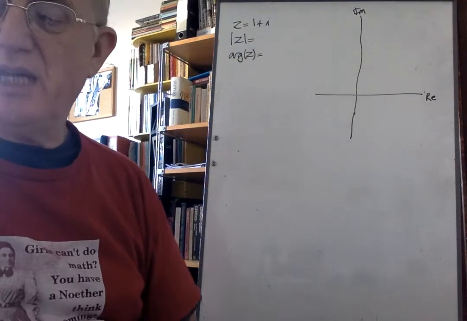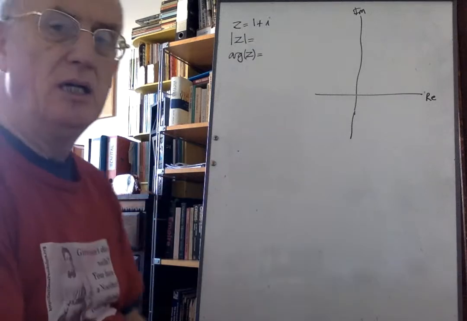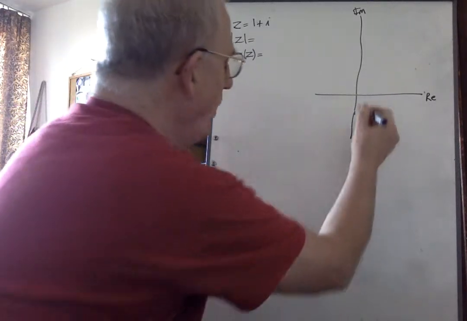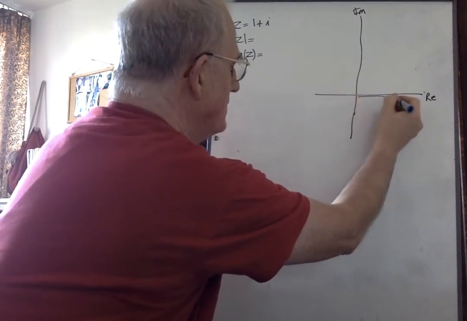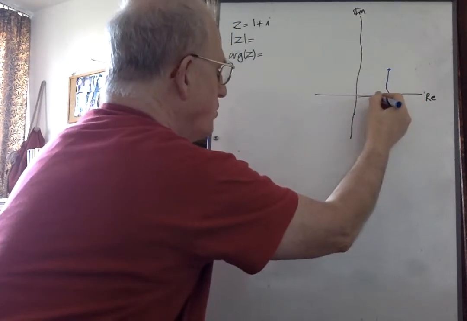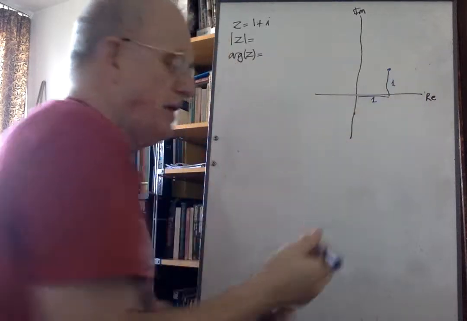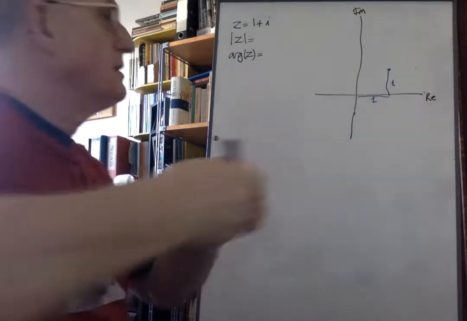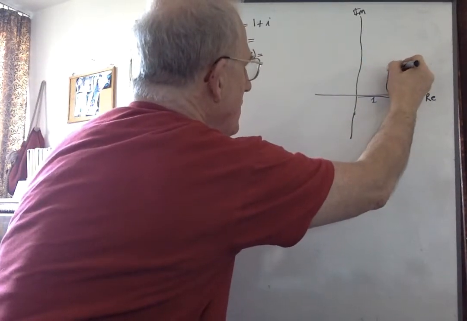Right. When we say z is 1 plus i, that's saying z is 1 unit across on the real axis and 1 unit up on the imaginary axis. So that's 1, and z is here.